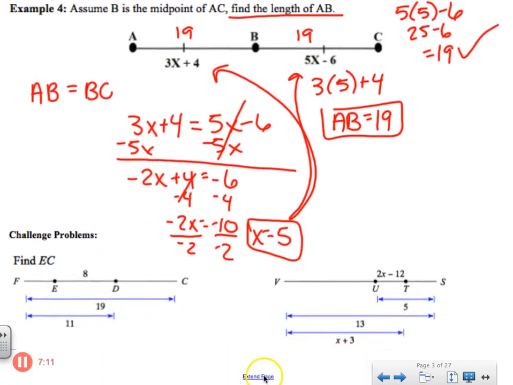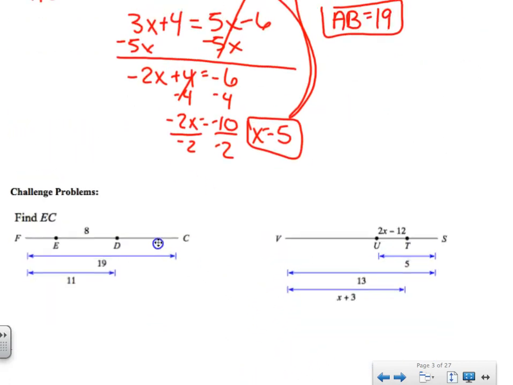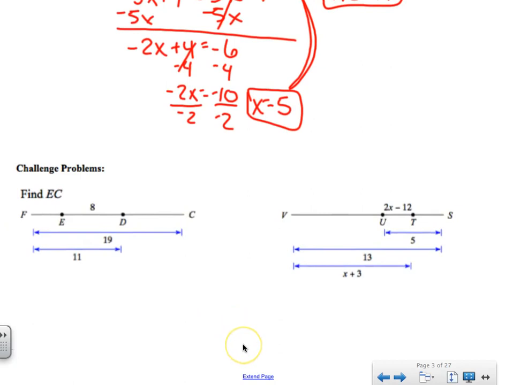All right, 2 more challenge problems. So these are challenging because we've got 3 segments, or 4 segments in these cases, and we need to kind of do some reasoning to find some missing pieces. So on the first one, it wants you to find EC, which would be this whole distance. Okay? So if you think you can figure this out, please press pause and ignore what I'm about to say and give it a try. But I'm going to reason through this.